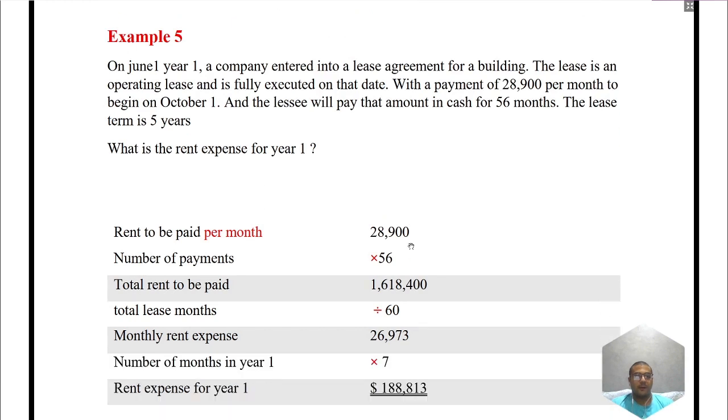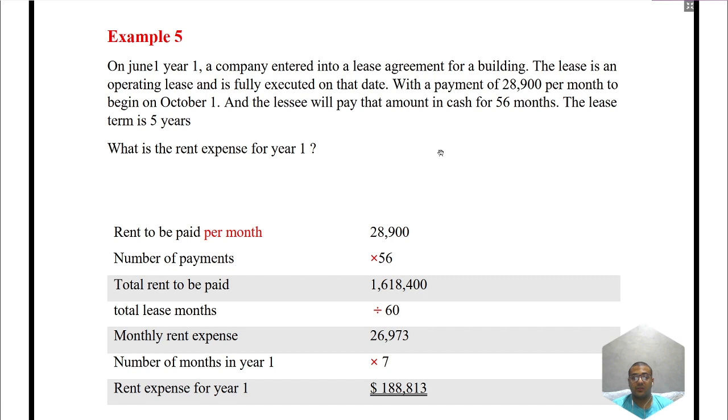Let's see another example here. On June 1st, year 1, a company entered into a lease agreement for a building. The lease is an operating lease and is fully executed on that date with a payment of $28,900 per month to begin on October 1st. And the lessee will pay that amount in cash for 56 months. The lease term is 5 years. What is the rent expense for year 1?